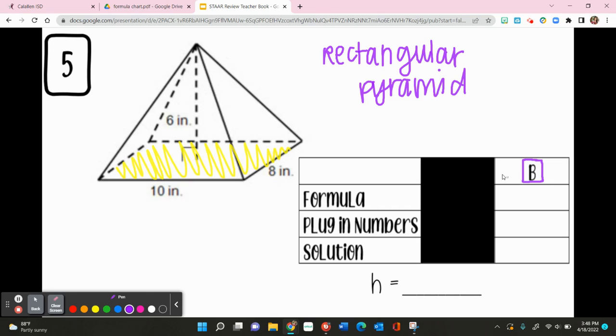Now, remember, to find the area of a rectangle, we can do this by doing length times width. So the length of my rectangle is 10 times the width of my rectangle is 8. And 10 times 8 is 80. Now, the height of my pyramid is from the center of our base to the peak of our pyramid, which we see is 6. So here the height is 6.